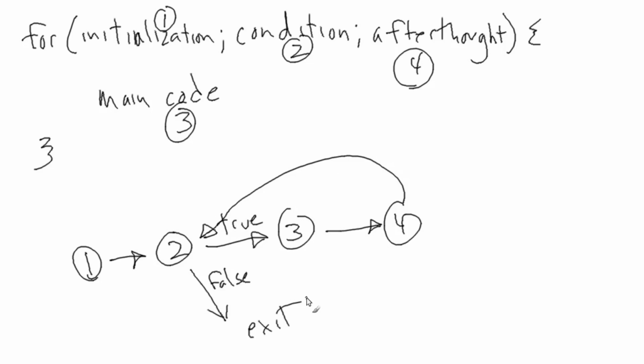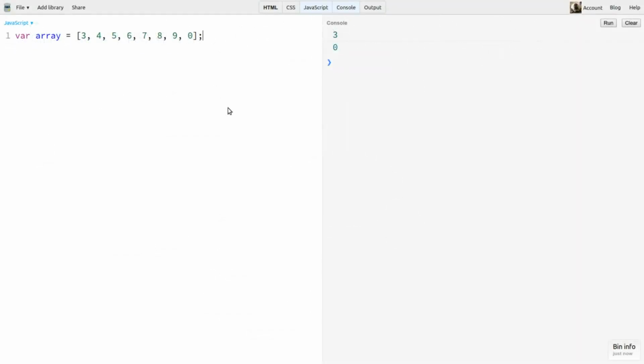Now, 99% of the for loops you'll see will use the initialization to create a variable and set it to 0. The condition will check if that variable is less than a certain value, usually the length of an array. And the afterthought increments the variable by 1. Inside of the for loop, you get the element from the array that corresponds to that variable's current value, and do something with that element.